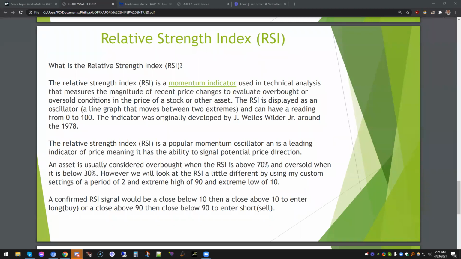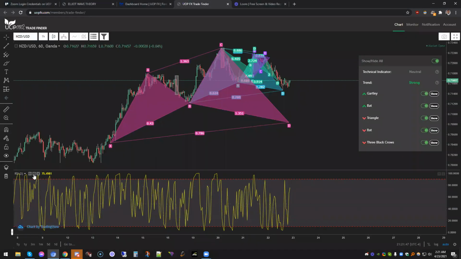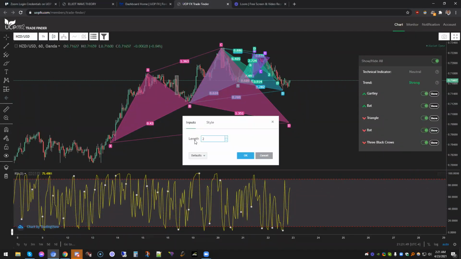I see Mario is asking, so if I get a close below, sorry, a close above 2 or 10. Mario, what you're looking for is to set your RSI with a period of 2. All right, let's go into the trade finder. So this is the RSI settings here. Where it says length, if you're looking at TradingView, it's going to say length, right? So you're looking at a length of 2. So that's the period. A period of 2. So that's where you enter it.